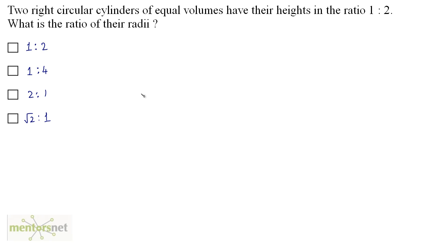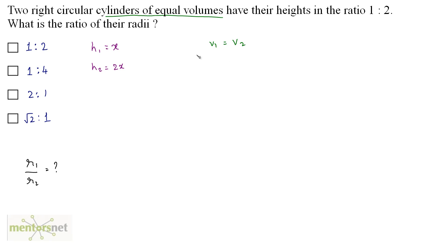Two right circular cylinders of equal volumes have their heights in the ratio 1:2. What is the ratio of their radii? Well, we have to find out the ratio of the radii, that is r1 by r2. Right? So, now we have been given that their heights are in the ratio of 1:2. So I can write h1 is equal to x and h2 is equal to 2x, x being the constant. Then we have been given that the volumes of these cylinders are equal. So V1 is equal to V2.